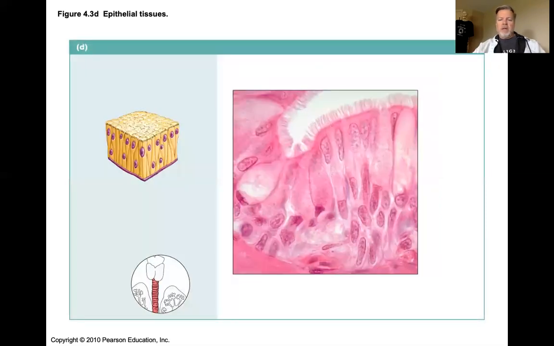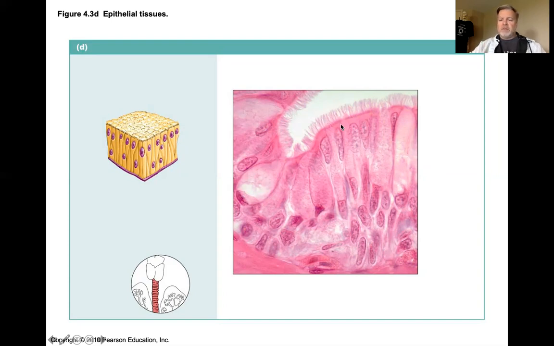Okay, we're going to go on. We'll hit goblet cells later, but I will show you that's a goblet cell right there. We'll come back and hit some here in a little bit. This is called a pseudostratified columnar epithelium. Now it's also ciliated, so this would be ciliated pseudostratified columnar.